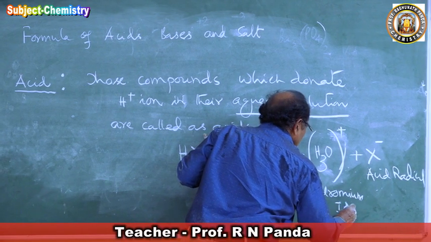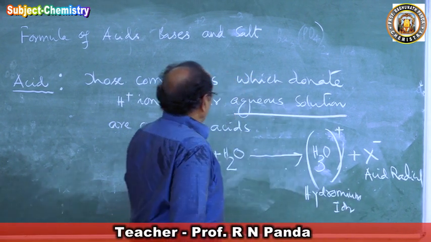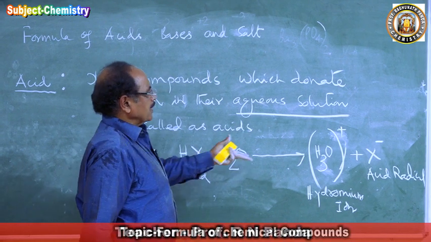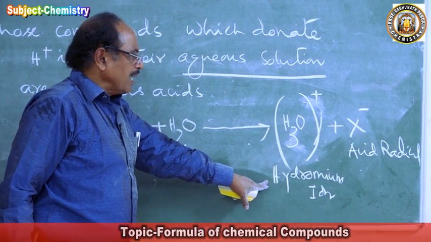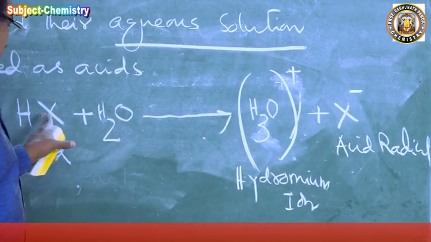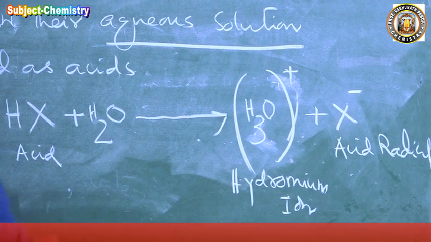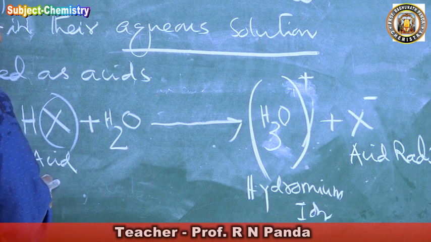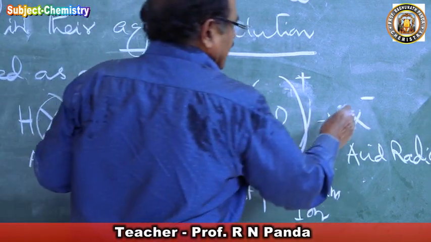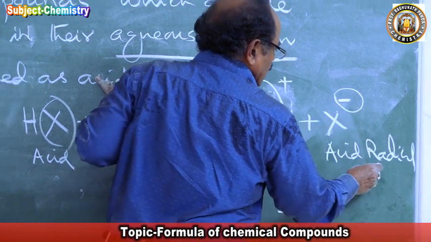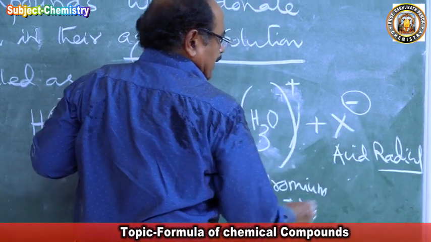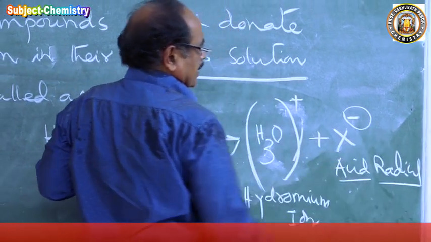Hydronium ion. When water combines with H plus, it forms H3O plus. This H3O plus is called hydronium ion, and the X comes from the acid. Where does this X come from? From the acid. And what does it contain? A charge. When an atom contains a charge, it is called what? A radical. What comes from an acid is called an acid radical.